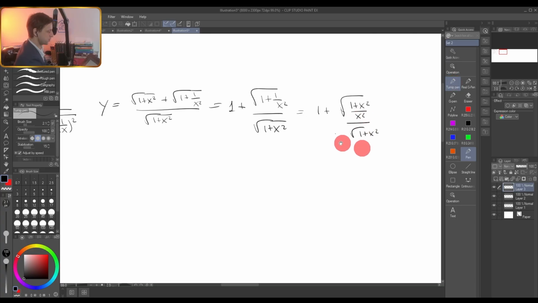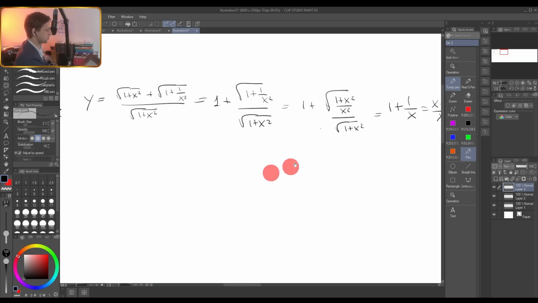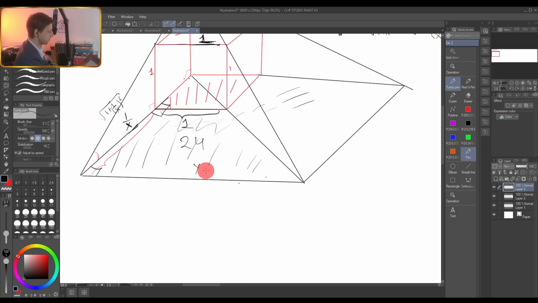And this expression is simply 1 over x. So if you divide it, you will get square root of 1 over x squared, and it will be 1 over x. So the total value is 1 plus 1 over x. And we can again write it as x plus 1 over x. This is it. So we got that this value of y is actually x plus 1 over x.